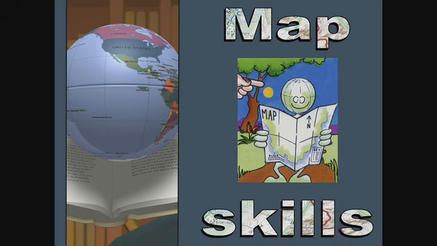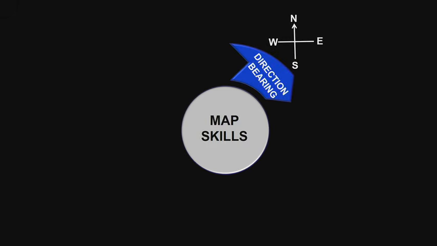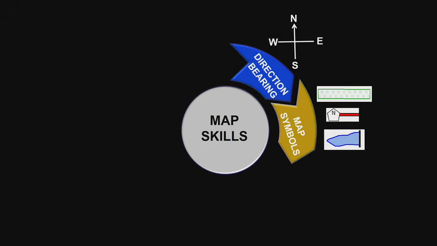Let's get kicking. Map skills. You need to know how to do direction and bearing. I will go through that with you this afternoon. You need to know how to interpret the map symbols. I will show you later on. It's not necessary to remember them all, but we need to know what they are so that we can interpret them and that we can use these symbols to tell us more about the map that we are looking at.